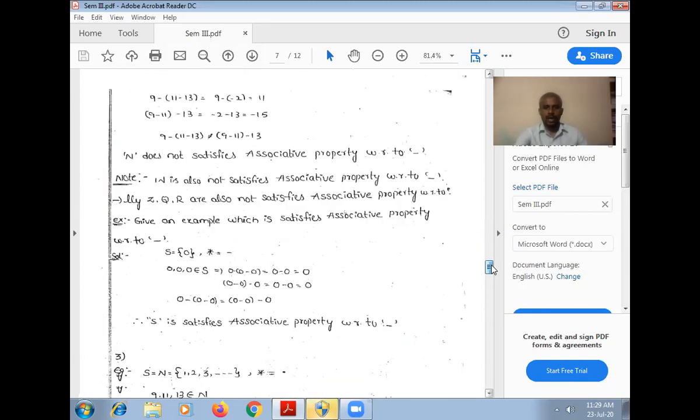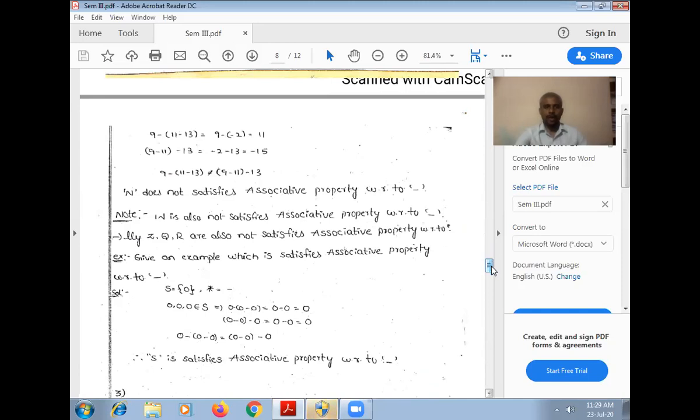Now another example, the second example. I am taking star equal to minus. So let S equal N equal to 1, 2, 3 and so on. The same values I am taking here: 9, 11, 13 belong to N. So 9 minus of (11 minus 13) equals: 11 minus 13 is minus 2. So 9 minus of minus 2 equals 11. The 11 is the LHS value. And 9 minus 11 equals minus 2, so minus 2 minus 13 equals minus 15. This is the RHS value.